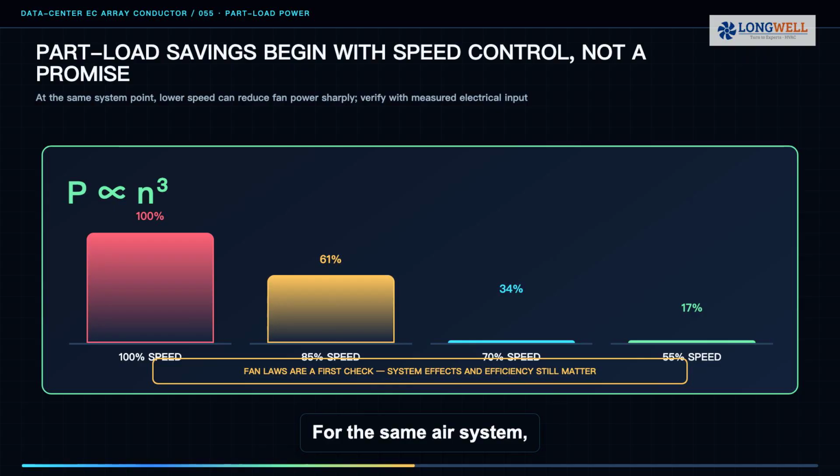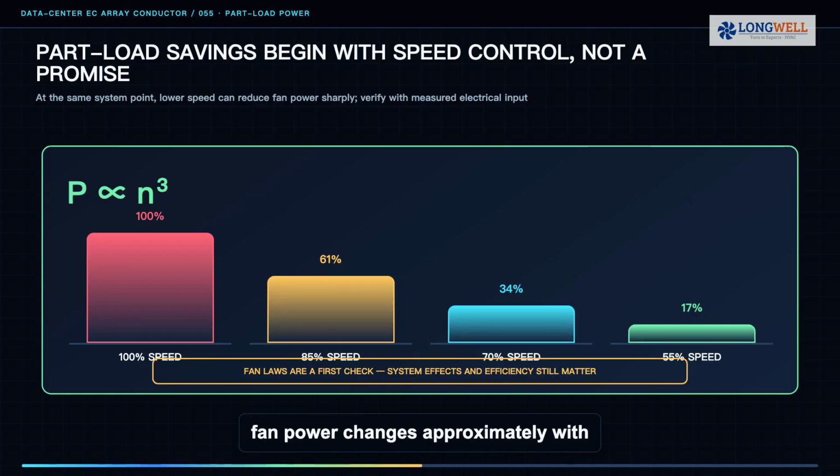For the same air system, fan power changes approximately with the cube of speed, so modest speed reduction can reduce electrical input sharply. But that is a first check, not a guaranteed saving. System effects, air density, and fan efficiency still matter. Trend measured fan power at the actual duty points.